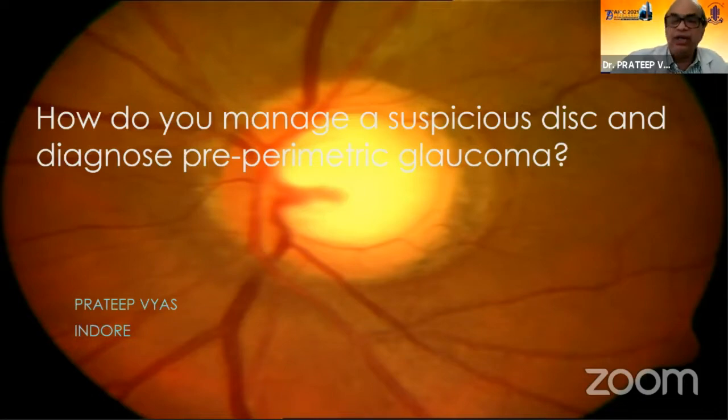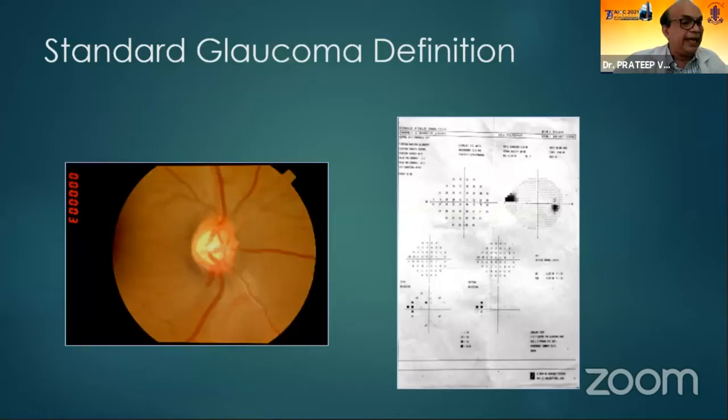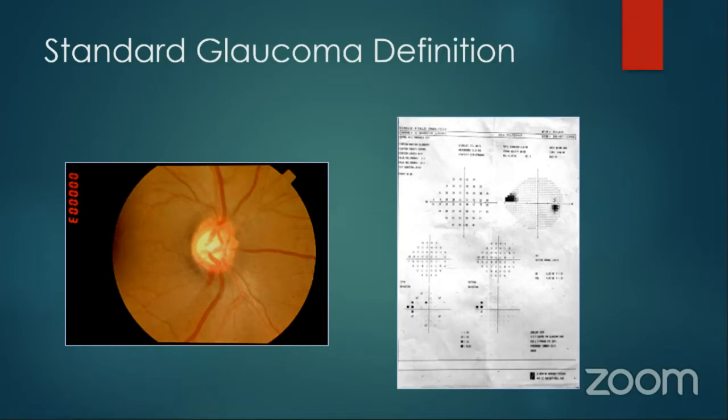In another condition, if you don't treat the patient, then probably you are doing a negligence. The basis is the disc evaluation and correlating visual field changes. That is a classical definition of glaucoma.